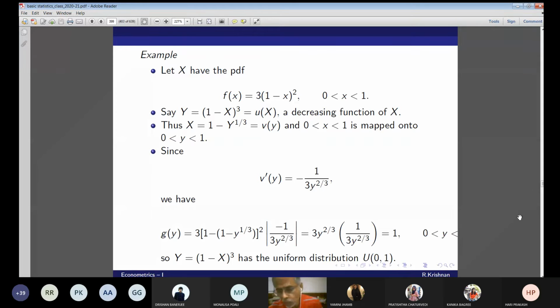The support is 0 to 1, 0 less than y less than 1. Yes. Do you get the point? This is a uniform distribution because g(y) is constant throughout its interval, on its support.